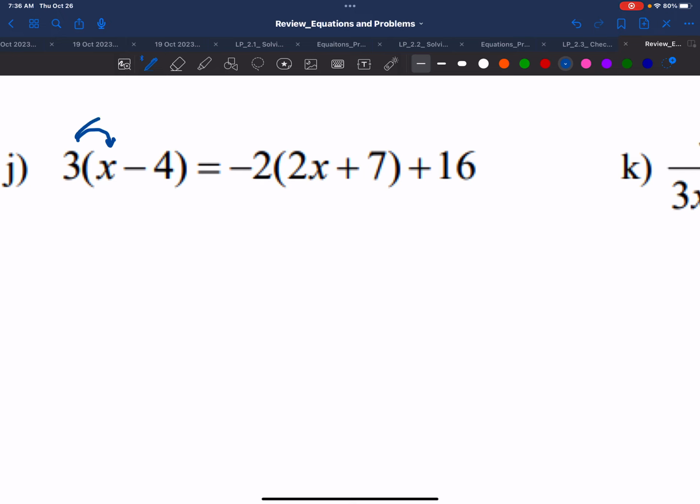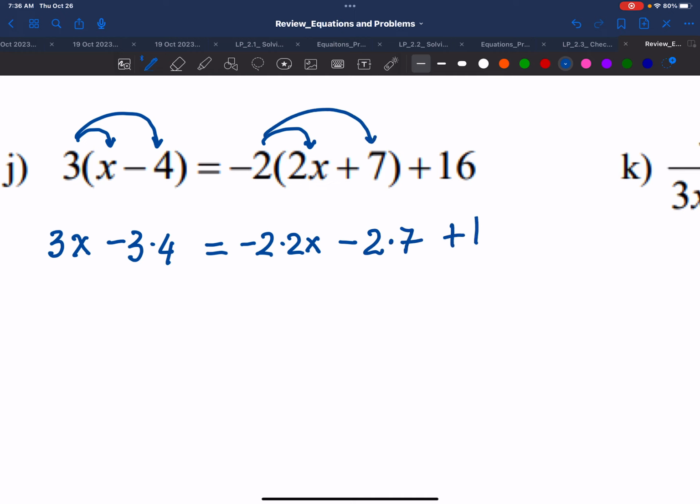Next, 3 times x minus 4, so 3x, and 3 times 4, so 3 times x minus 3 times 4, and you don't have to show the step 3 times 4, you can multiply right away. So equals negative 2 times 2x minus 2 times 7.